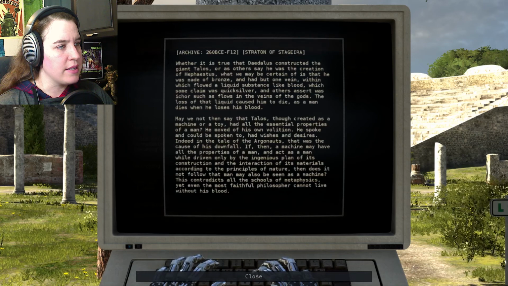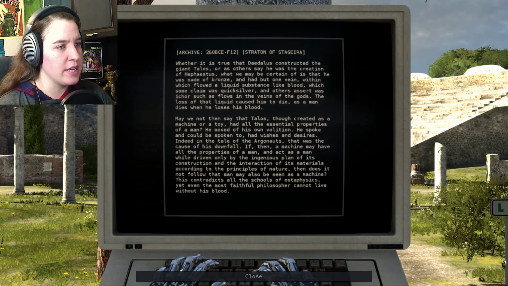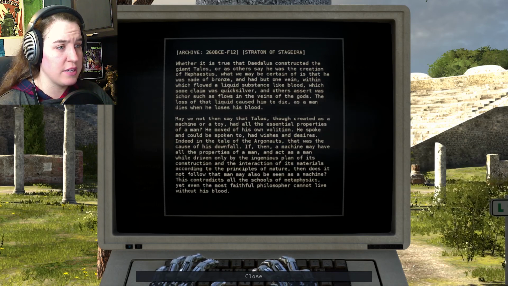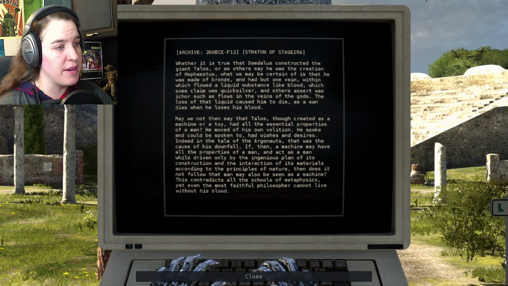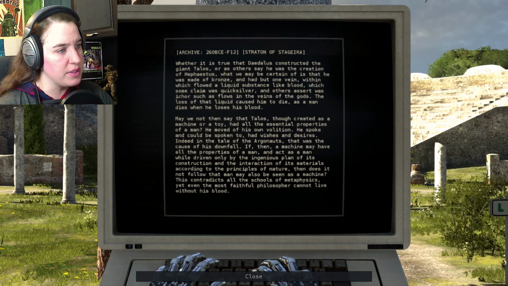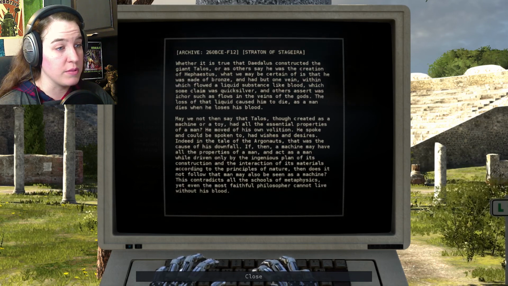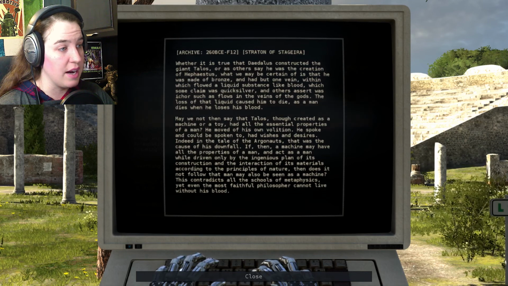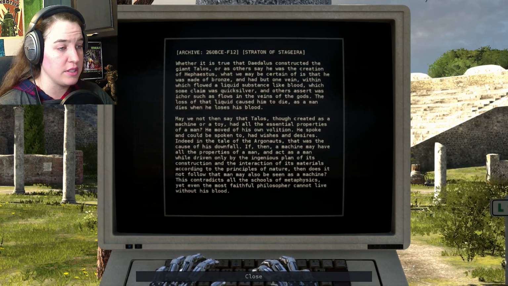Alright, Stratton of Stygira. Whether it is true that Daedalus constructed the giant Talos, or as others say he was the creation of Hephaestus, what we may be certain of is that he was made of bronze, and had but one vein, within which flowed a liquid substance like blood, which some claim was quicksilver, and others assert was ichor, such as flows in the veins of the gods. The loss of that liquid caused him to die, as a man dies when he loses his blood.